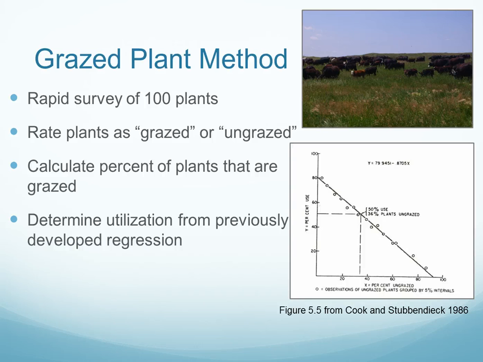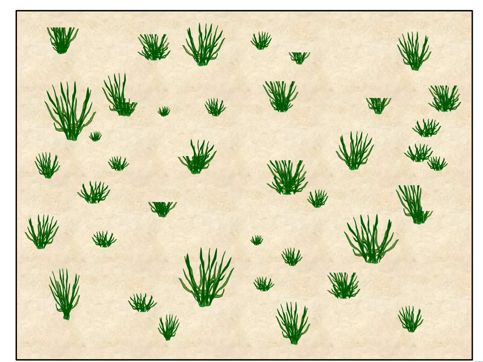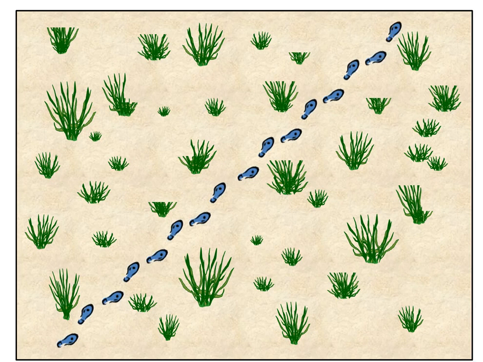In this case, what we see here is a regression equation that has been developed, and this is showing that if you have 36% of the plants that are ungrazed, meaning that 64% of the plants have been grazed, that represents 50% use. If you had 40% of the plants ungrazed and 60% grazed, then you would expect to see slightly less utilization, about 45% utilization. So let's see how this works once again with this step point transect.